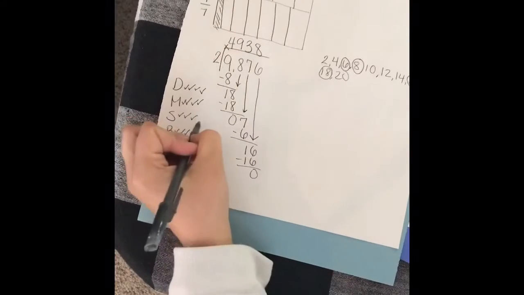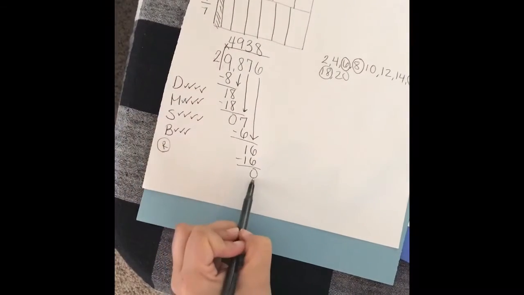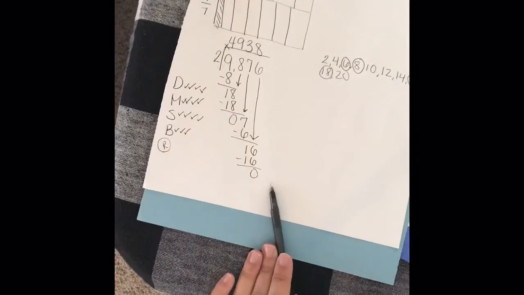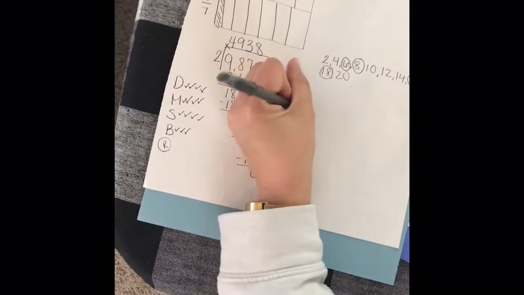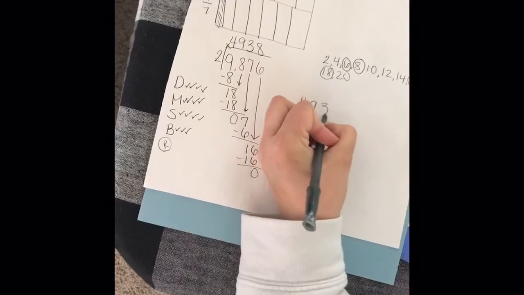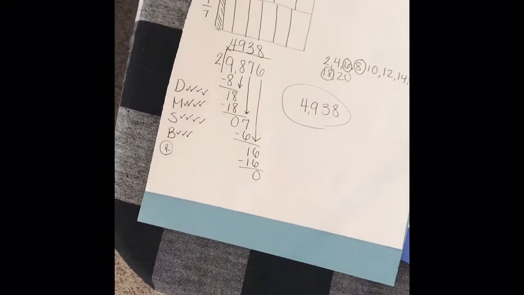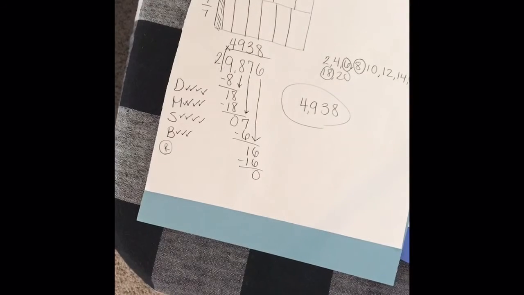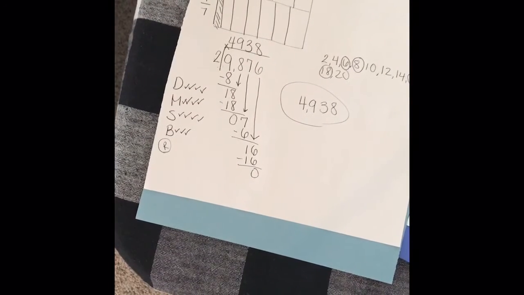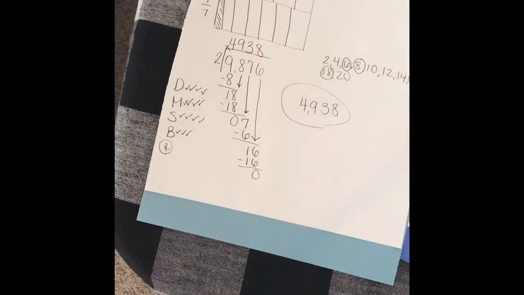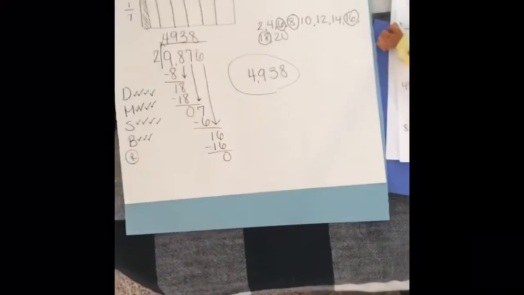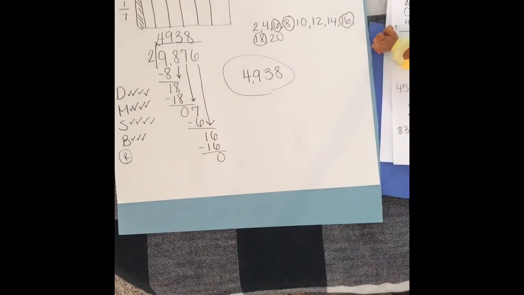Now, we know 2 people can't fit into 0 chairs, and I have nothing left to bring down, which means we're all done dividing. Our quotient is 4,938. I want you to be a rock star and take it to the next level. How could you use the inverse operation to double check your work? Go ahead and try it, and then check back with me to see if you did it correct.